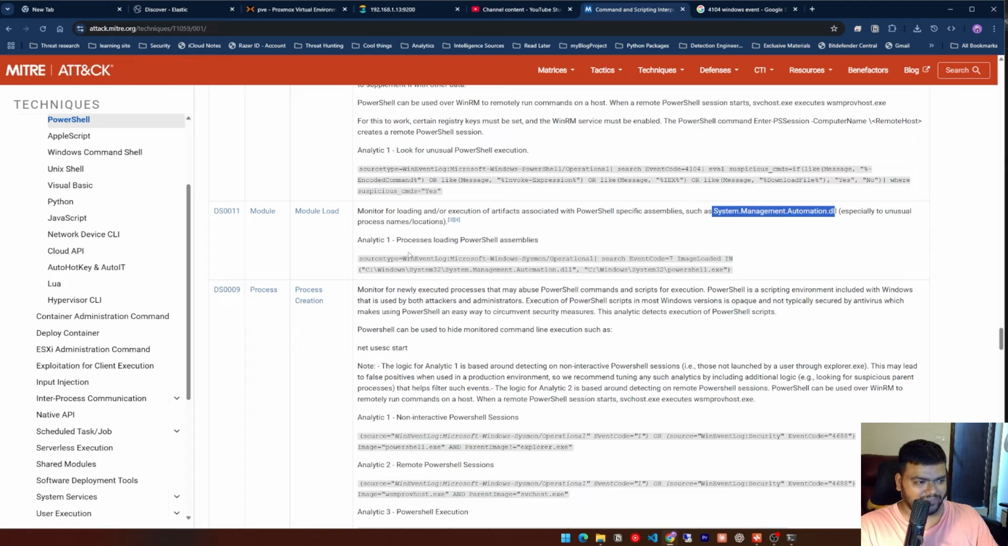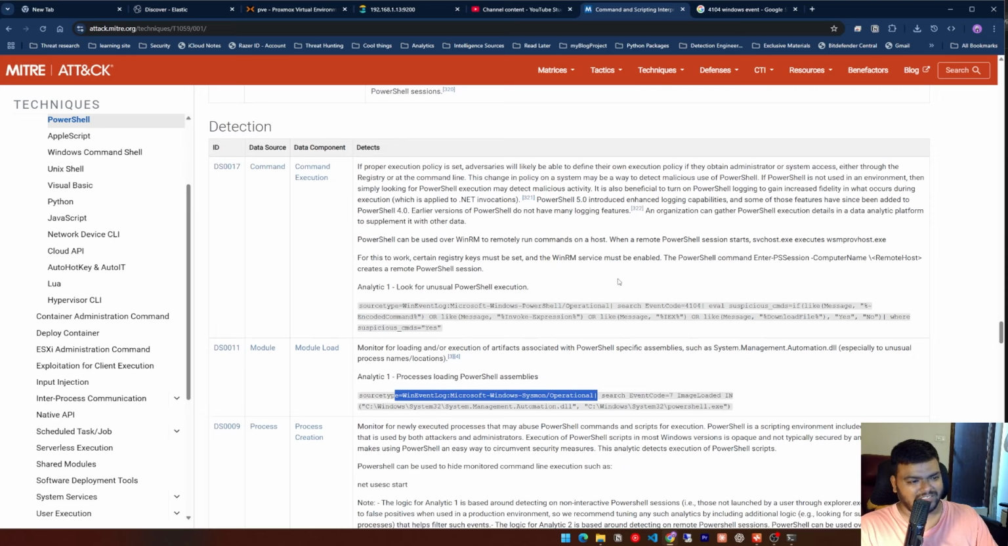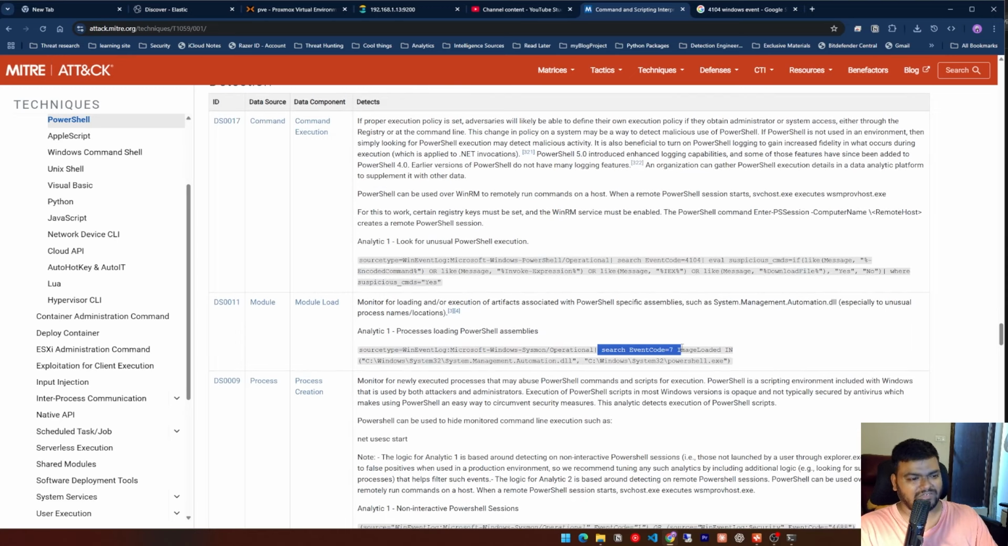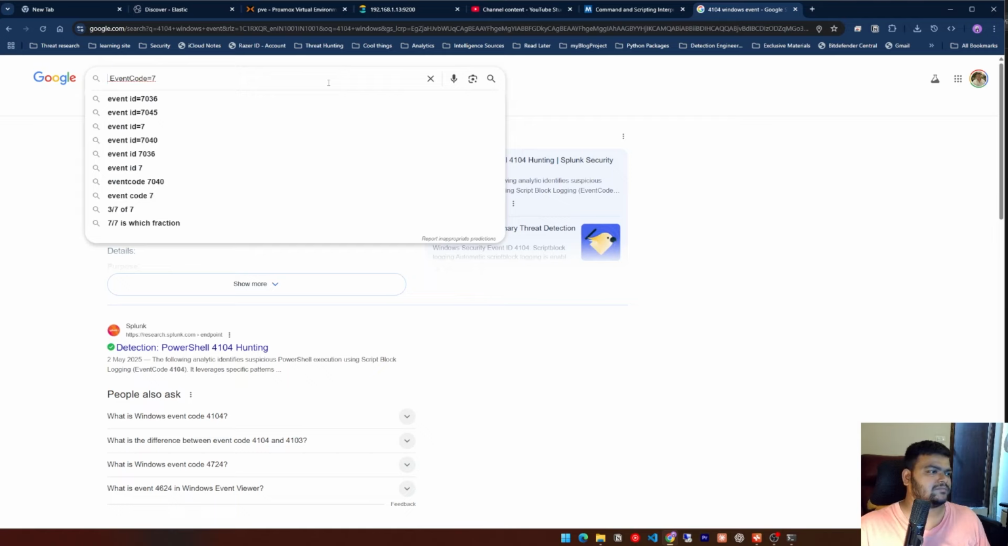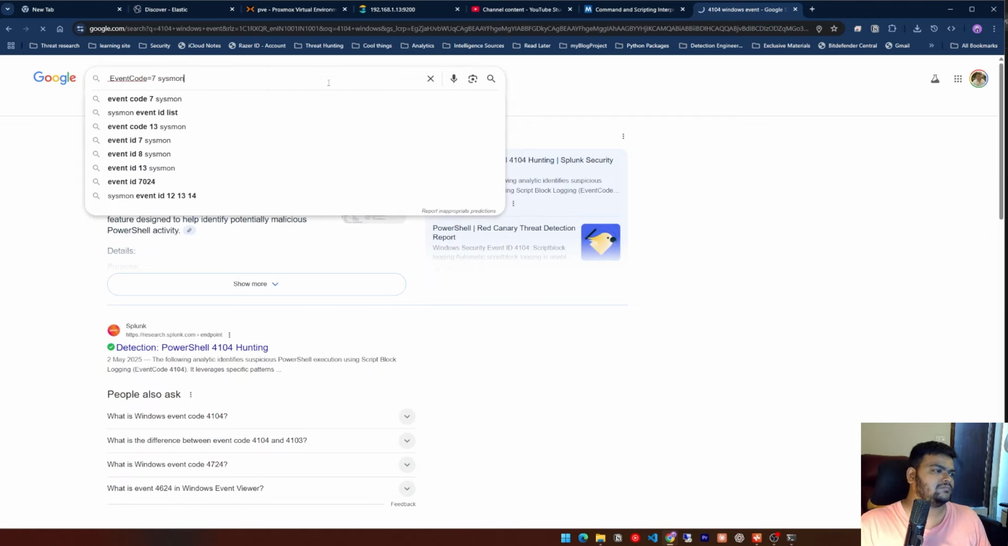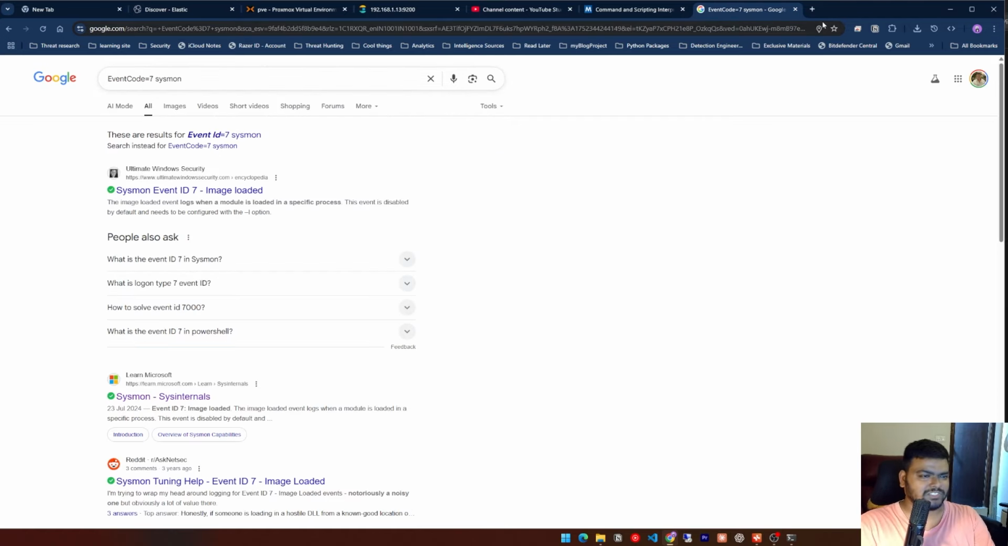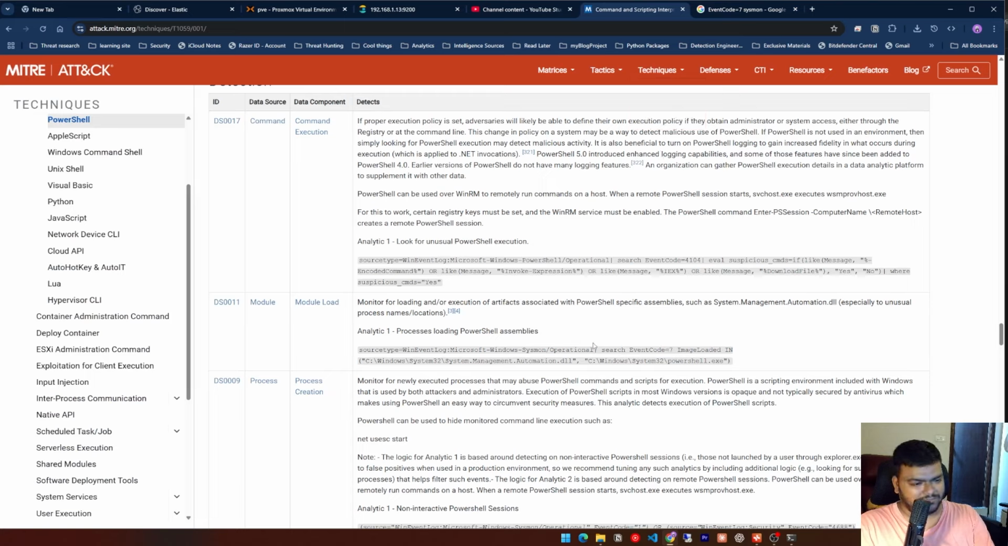Source type is equal to event log Microsoft Windows Sysmon. Now this time it's Sysmon, so as you can imagine, we don't have event code 4101. We only have event code 7, which is, now let's go back to understand what is event code 7 again. Image loaded, right? We are actually looking for processes loading this, so image load actually makes sense. So we have event code 7, image loaded in.